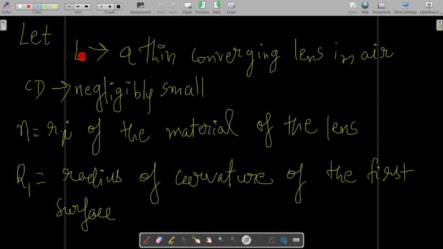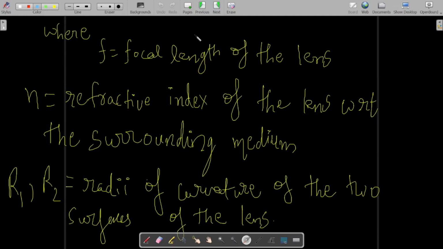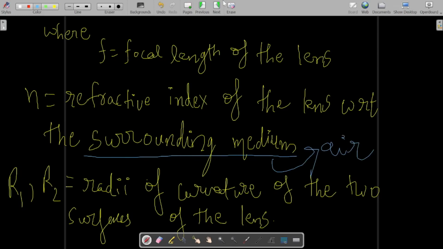So what is your capital L? Capital L is a thin converging lens in air. In air, okay, we are considering in air. Now we had learned that n is the refractive index of the lens with respect to the surrounding medium. And what are we taking the surrounding medium to be? For simplicity, we are taking the surrounding medium as air.